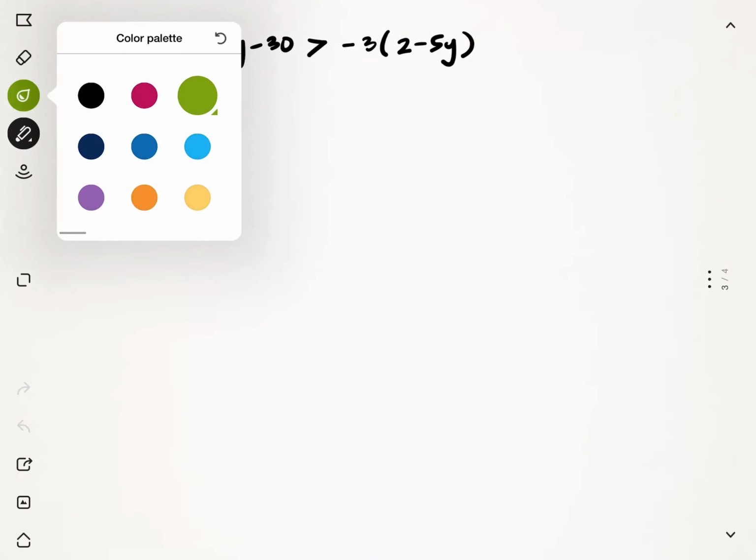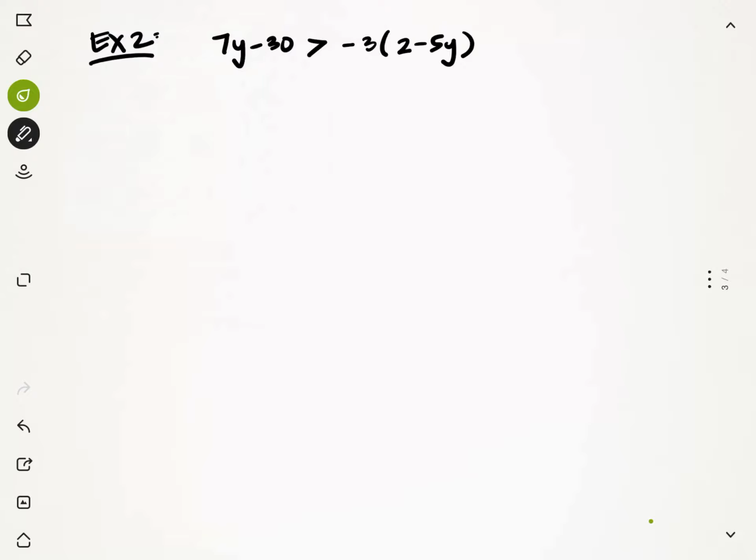Okay, for example 2. This time we're looking at a few different things going on. We need to do some simplifying in here. So for our simplification, one thing that jumps out to me is we have this distributive property on the right side. So let's go ahead and distribute.